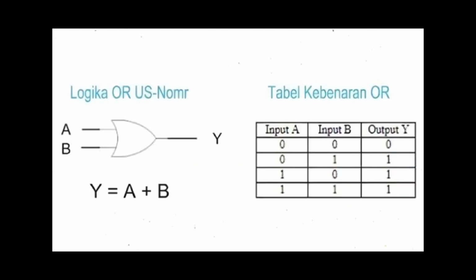OR gate is a logic gate that produces output based on the following principle. The output will have a value of 1, high, if one or more inputs have a value of 1, high. The output will only be 0, low, if all inputs are 0, low. For example, if there are two inputs, namely A and B, if A and B both have a value of 0, the output is 0. If A is 1 and B is 0, the output is 1. If A is 0 and B is 1, the output is also 1. If A and B both have a value of 1, the output is still 1. In simple terms, the OR gate will produce a positive output, high, if at least one input is positive, high.